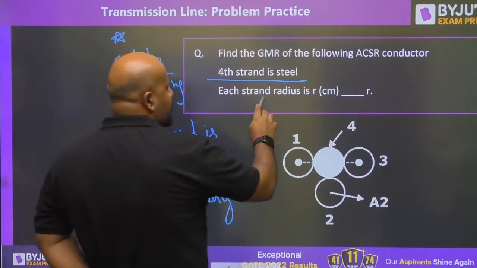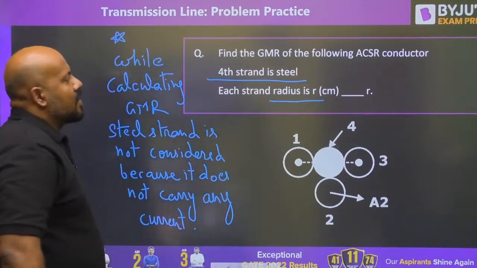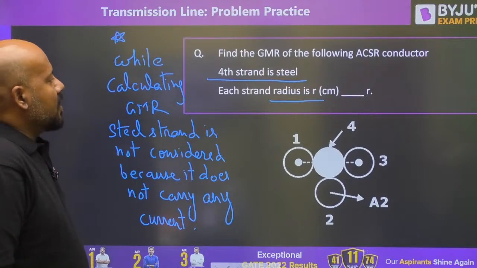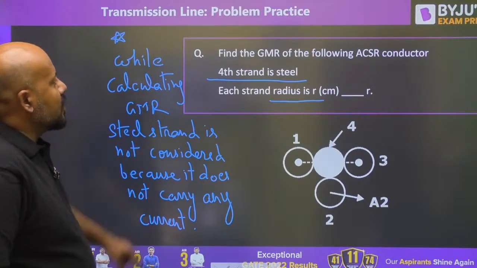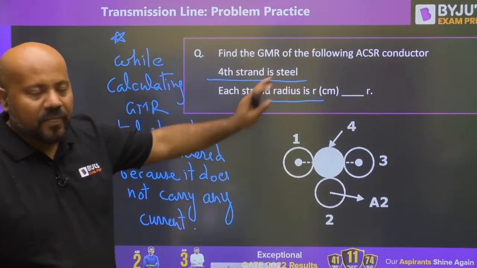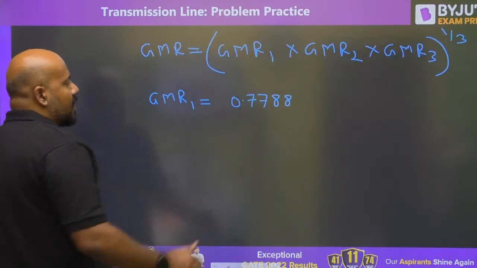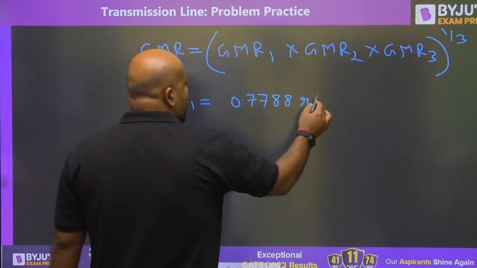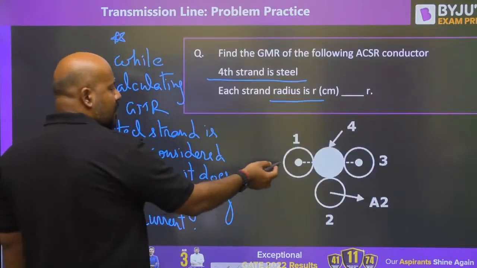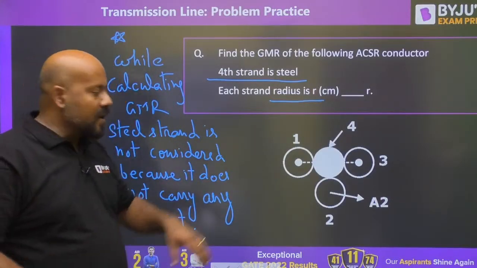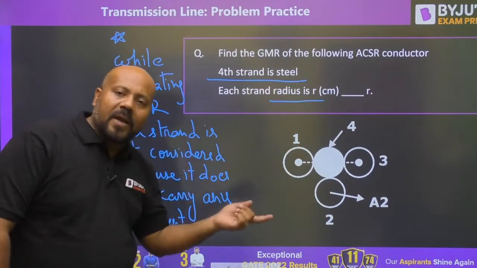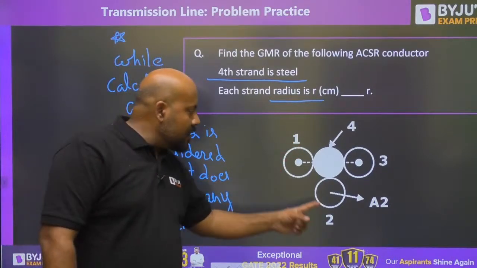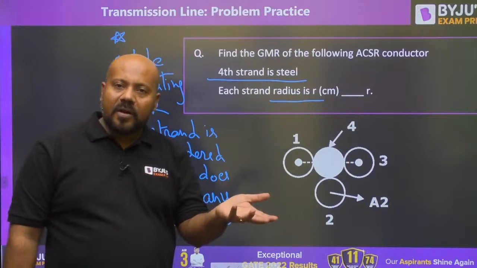He is asking that each strand radius is, okay, each strand radius is R. So he wants to know what is the GMR in terms of R. So don't worry, no problem. We can use R directly. Now if you are writing the GMR for 1, what you have to do? You have to write the effective radius of strand 1 multiplied by the distance between 1 and 2 and 1 and 3, because 4 we are not considering.